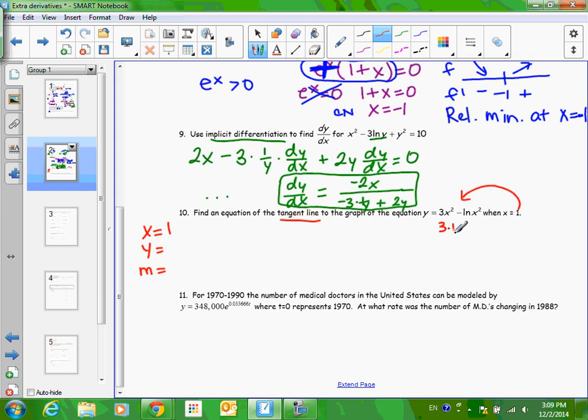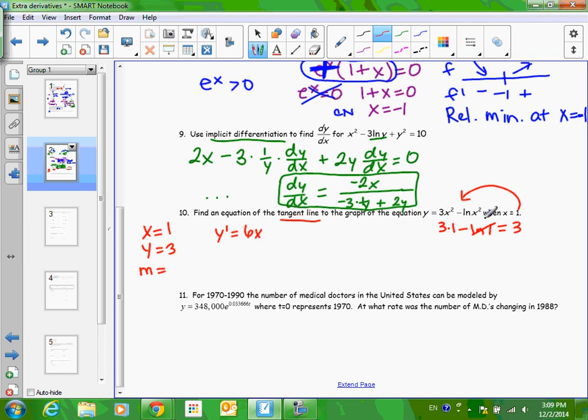So that would be 3 times 1 minus natural log of 1. What's natural log of 1 again? 0. So we get 3. That's my y value. Sometimes that's given, sometimes you have to find it. You can do all of that before you even take the derivative. The derivative is what's going to help me find slope. So y prime, derivative of 3x squared, that's easy, that's just 6x.